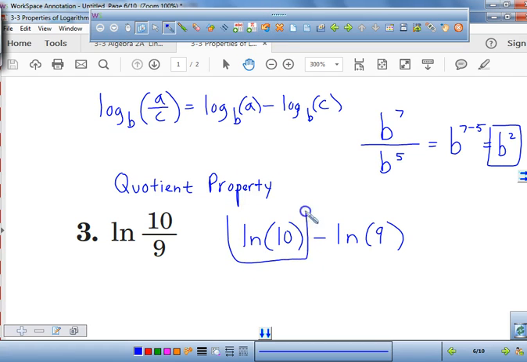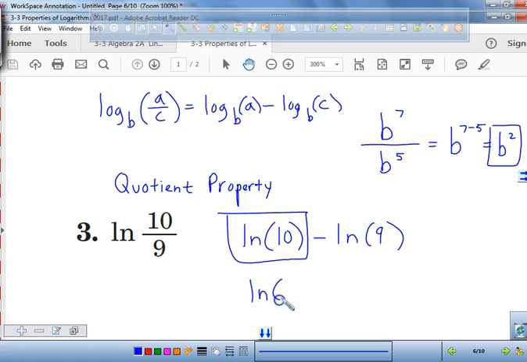of the natural log of 10. But this is not the natural log of 3. So is there a way I could convert this 9 to a 3? What would you say?